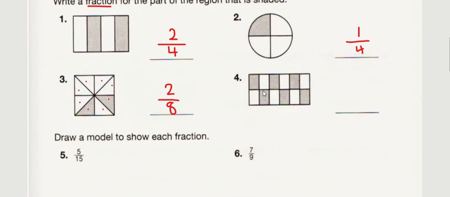Here we have another rectangle which is split into 1, 2, 3, 4, 5, 6, 7, 8, 9, 10, 11, and 12. So we have a total of 12 equal parts. We have to make sure that all the parts are equal. Okay, so now how many shaded parts do we have? 1, 2, 3, 4, 5, 6. This means that half of the parts are shaded, right? Because 6 is half of 12.